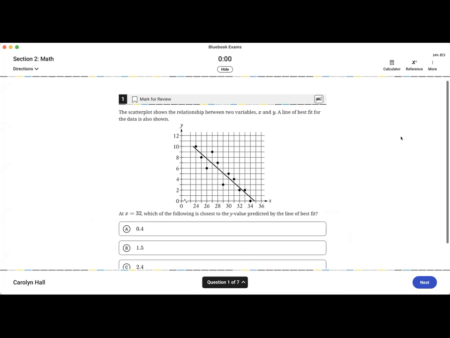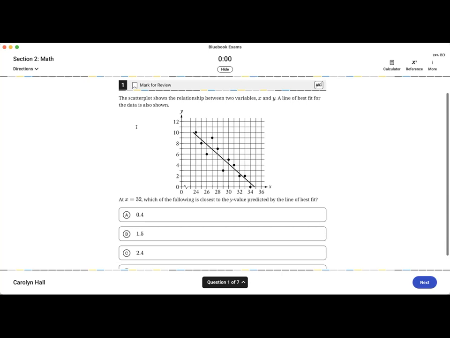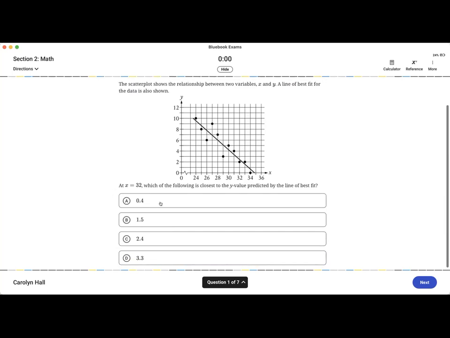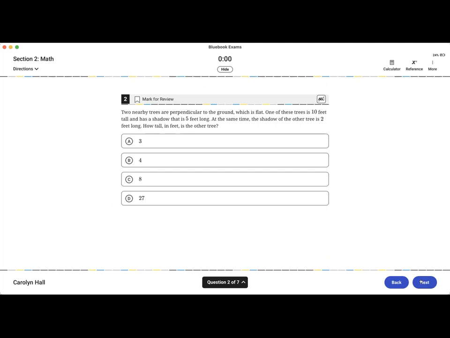All right, so let's get started actually doing a little bit of math. So here is number 1. It says the scatter plot shows the relationship between two variables, x and y. A line of best fit for the data is also shown. Then here's the question: at x equals 32, which of the following is closest to the y value predicted by the line of best fit? So I come across the x-axis to 32. If I go up to where the line is, that is a little bit higher than a 2 for my y value. So I'm going to choose option C and click the next button.